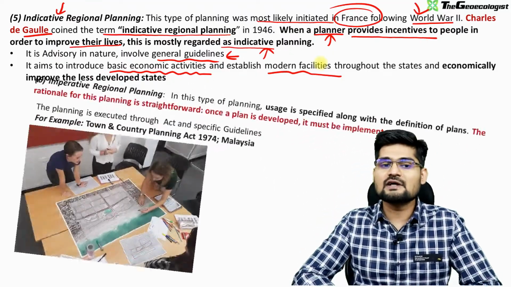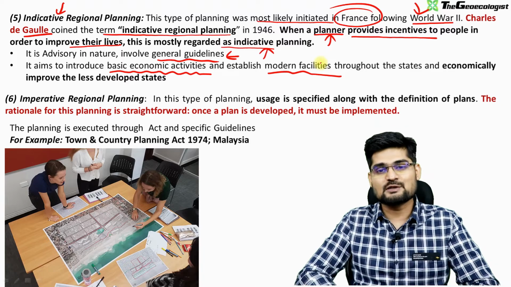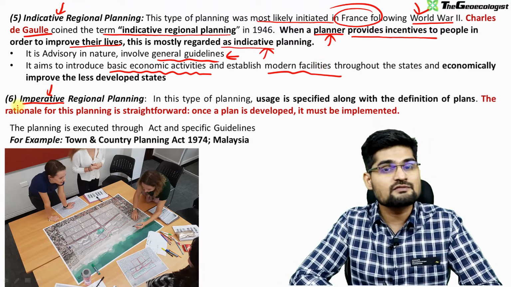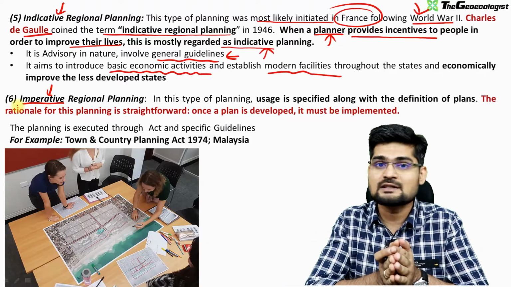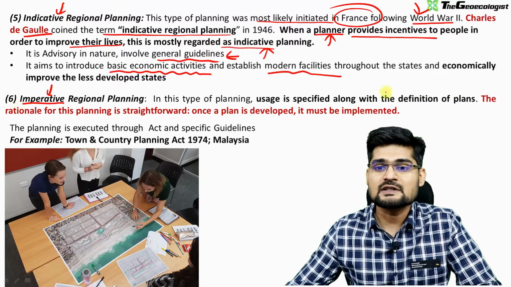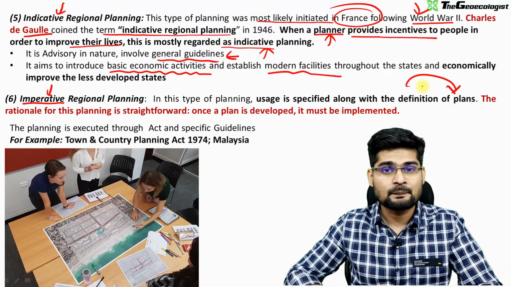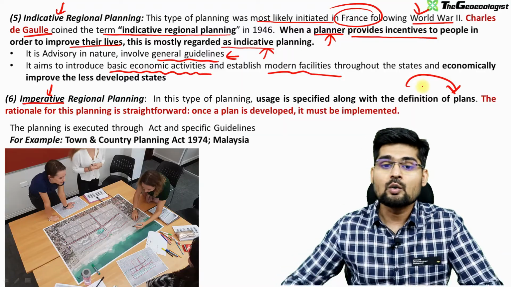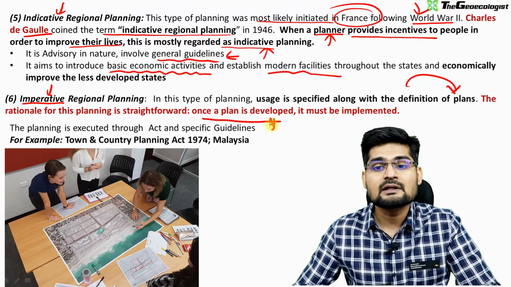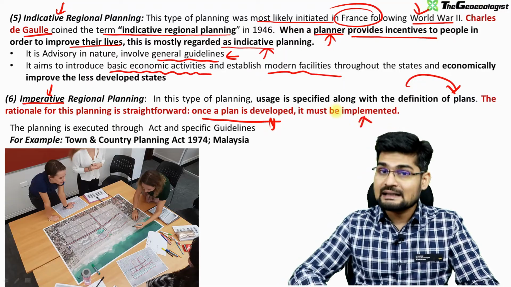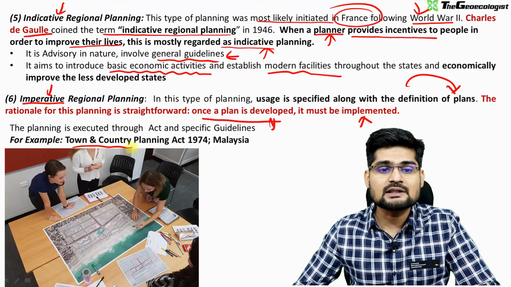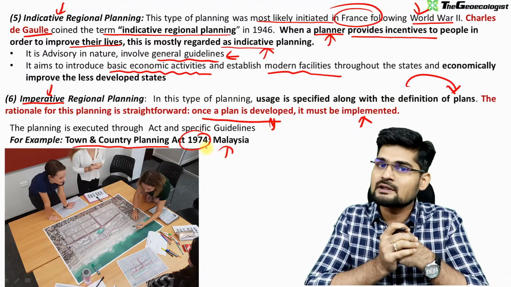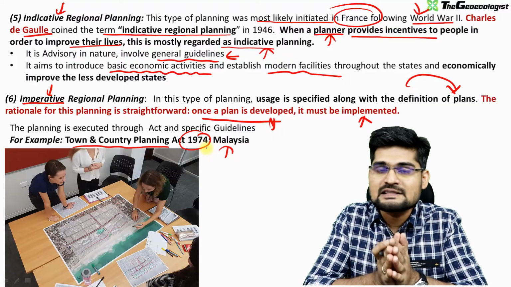And then further, what we have is imperative regional planning. The word itself is imperative, it's mandatory, it's to be followed as by the rules of the authority. So this is used in specification with a definite plan. Now there could not be a change after the plan is to be implemented. It means what? Once the plan is developed, it must be implemented, right? So for example, Town and Country Planning Act 1974 of Malaysia, and in India as well, we have a Town and Country Planning Body which takes care of these kind of plans.